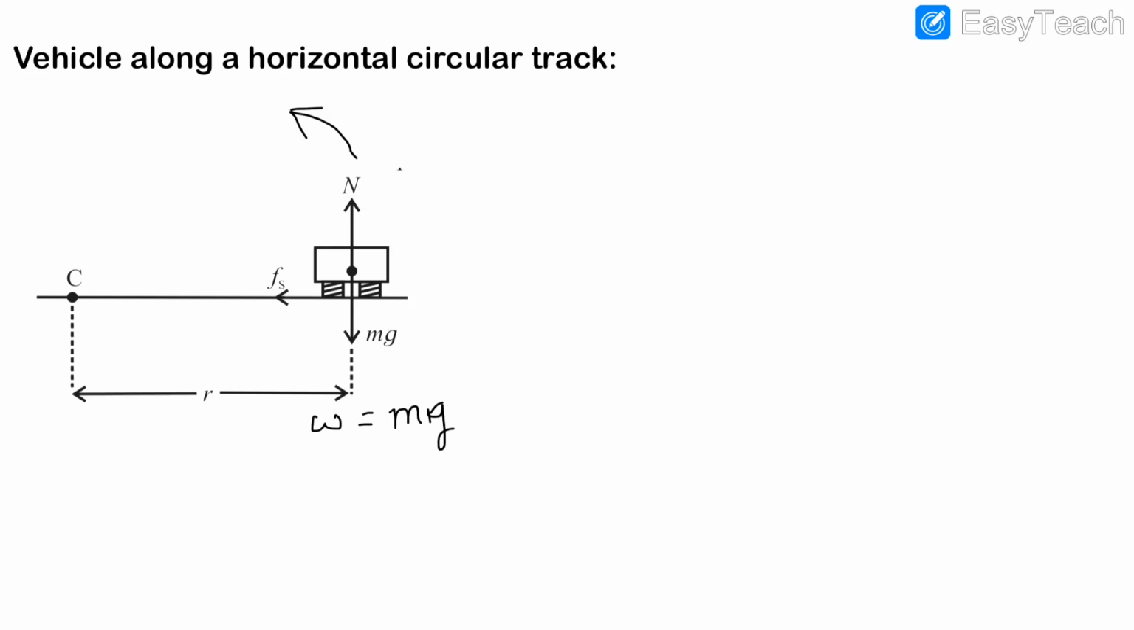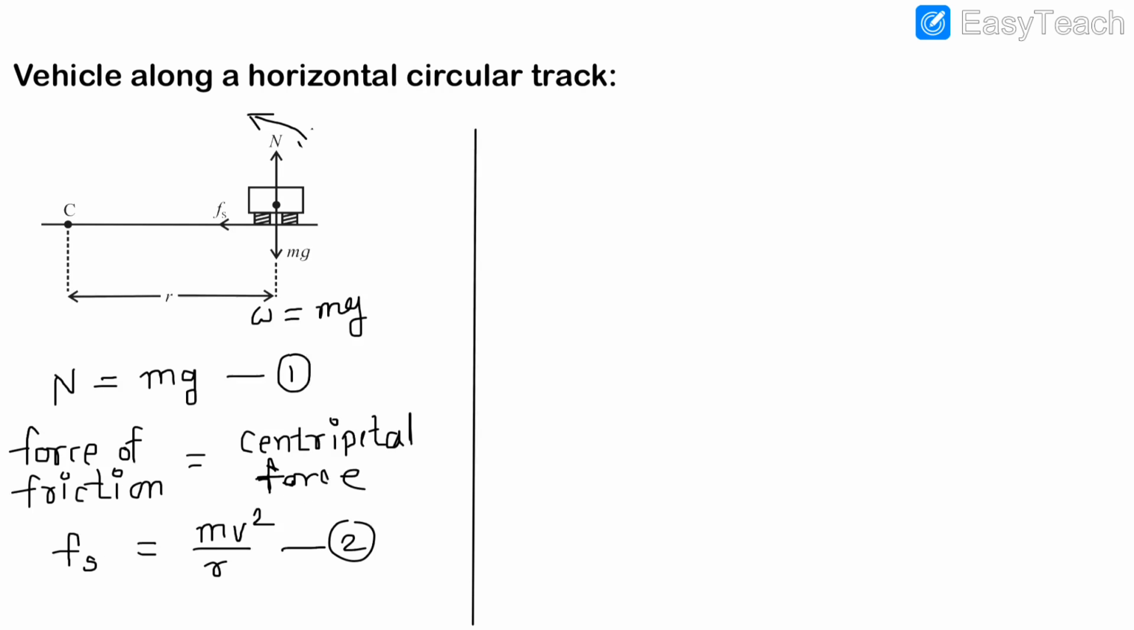Here I am writing the balancing condition from this figure. Now weight mg is balanced by the normal reaction, so N is equal to mg. Equation number 1. And the necessary centripetal force is provided by the frictional force. So I am writing, force of friction is equal to centripetal force. Force of friction, denoted by F suffix S, is equal to centripetal force, as we know the equation from 11th standard, that is mv square by r.